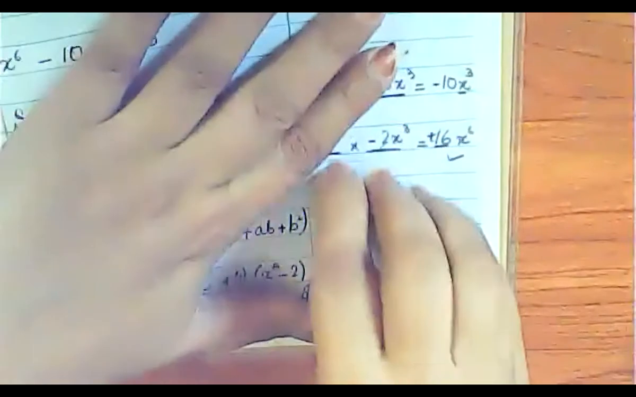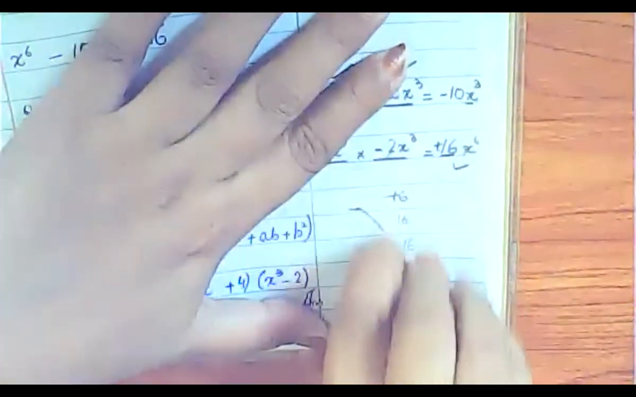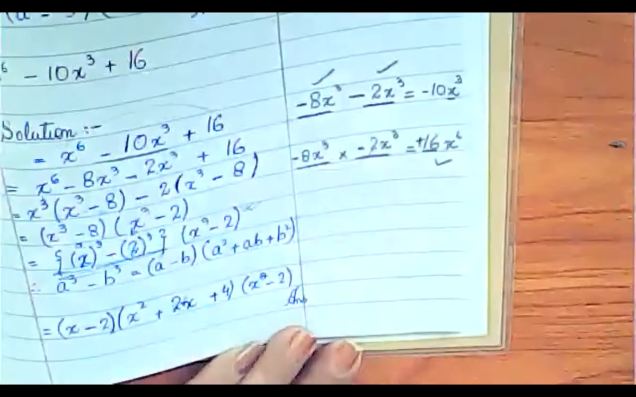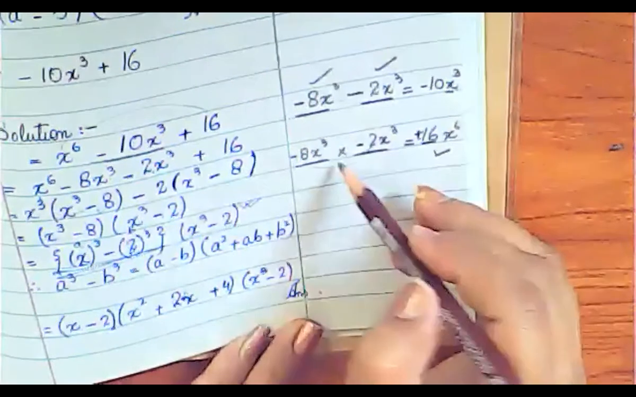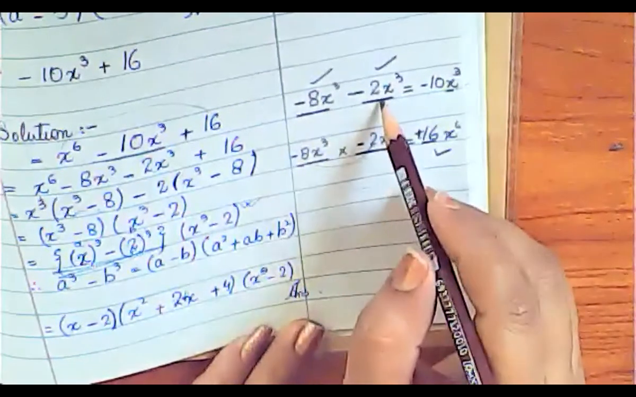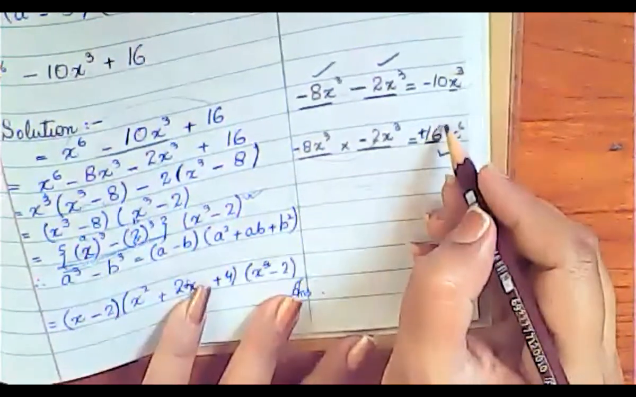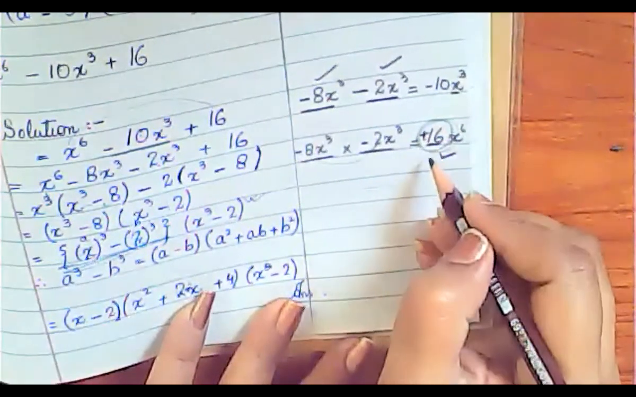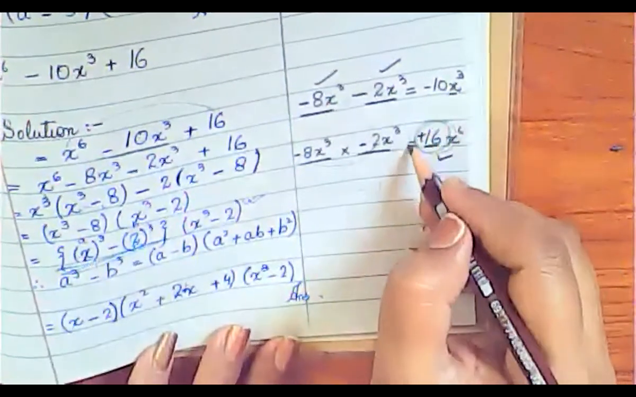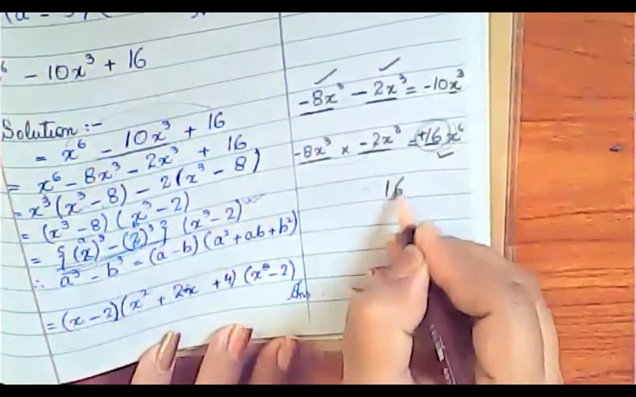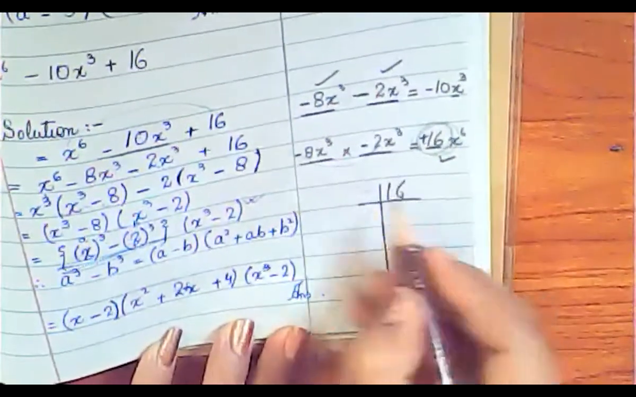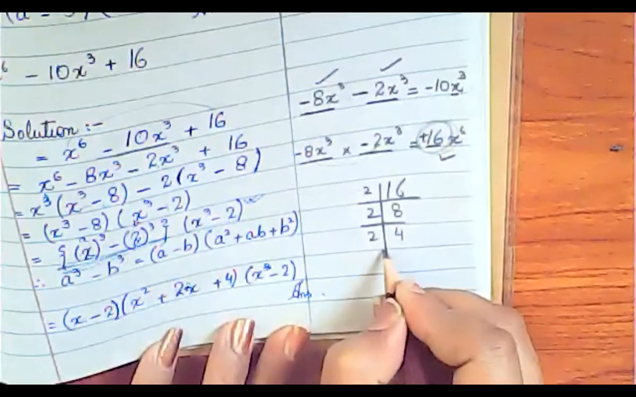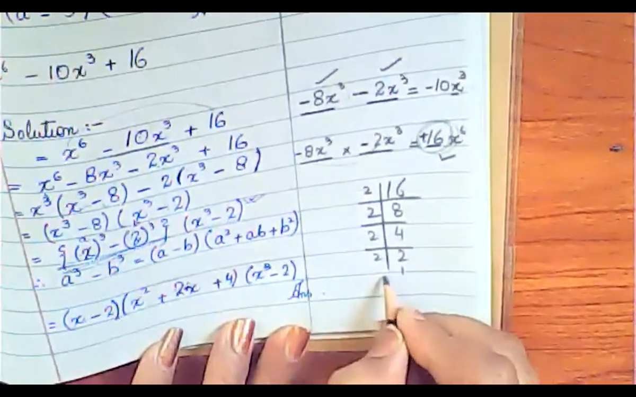Okay, now class, one thing I'm going to tell you here: if you face any difficulty in breaking these terms, you can also find out the factors of 16. This is the second method. Just suppose I show you the factors of 16: 2 8s are 16, 2 4s are 8, 2 2s are 4, and 2 1s are 2.